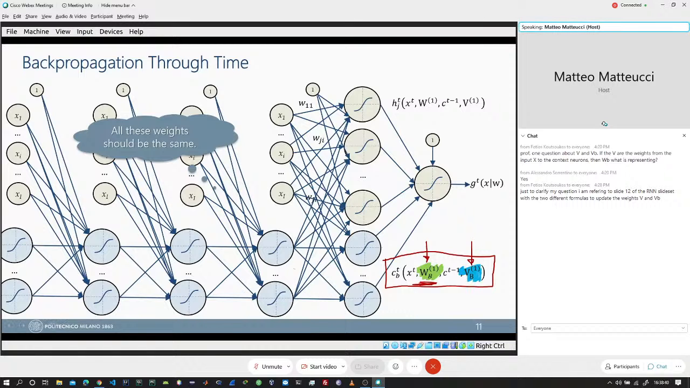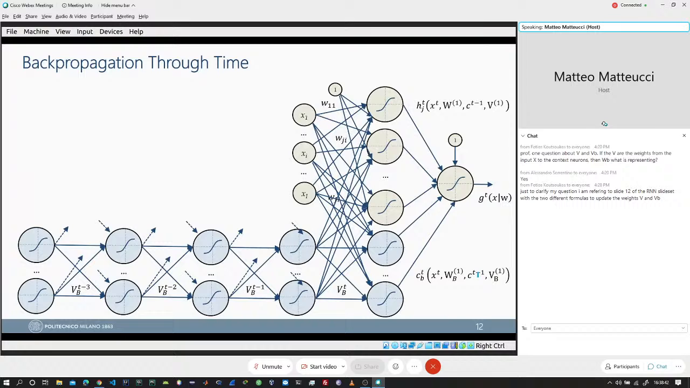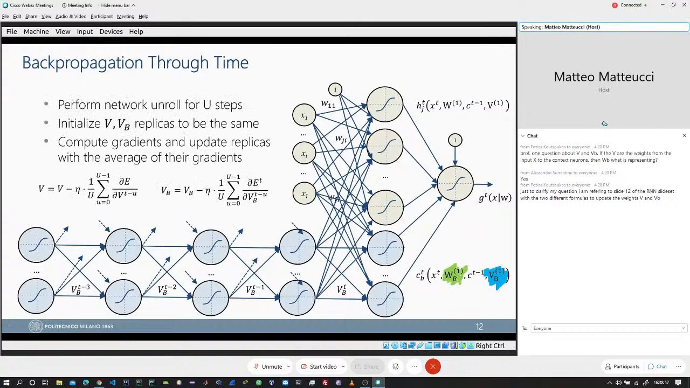And because of this, now I understand the comment of your colleague. This one and this one need to, let's say, average through the unroll. And indeed, there's a cut and paste error here. This should be WB. This should be WB, WB, and WB here.